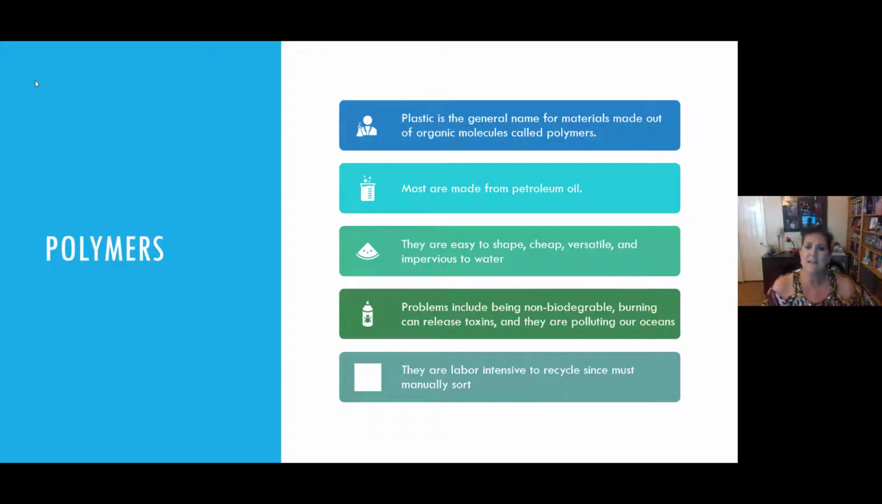They are labor intensive to recycle because you have to manually sort them. Machines cannot separate plastics 1 from 2, for example. You have to have people to do that. So it does create jobs, but it makes plastic recycling kind of expensive. No one's going to buy plastics from you the way they buy aluminum cans.